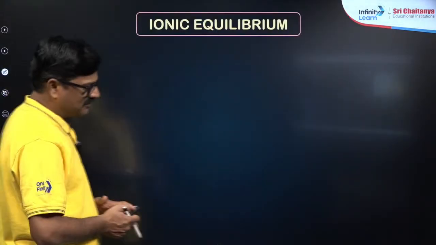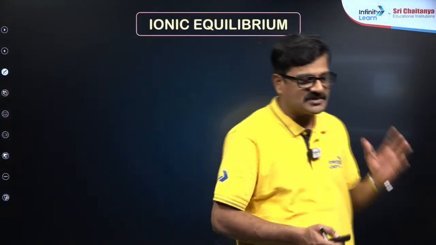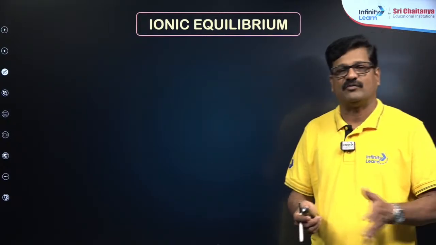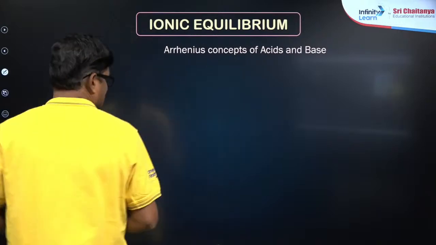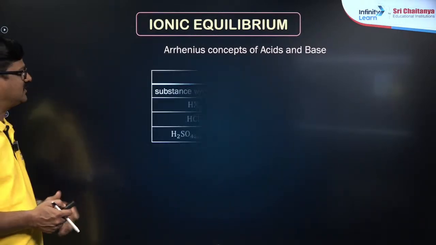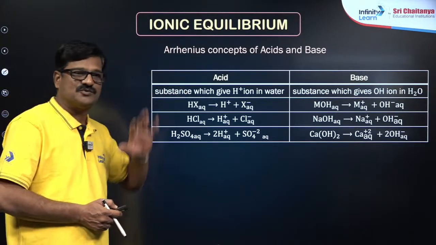In ionic equilibrium, the equilibrium principles are applied to aqueous solutions. For that, you have the Arrhenius concept of acids and bases. According to Arrhenius theory, an acid is a substance which donates.